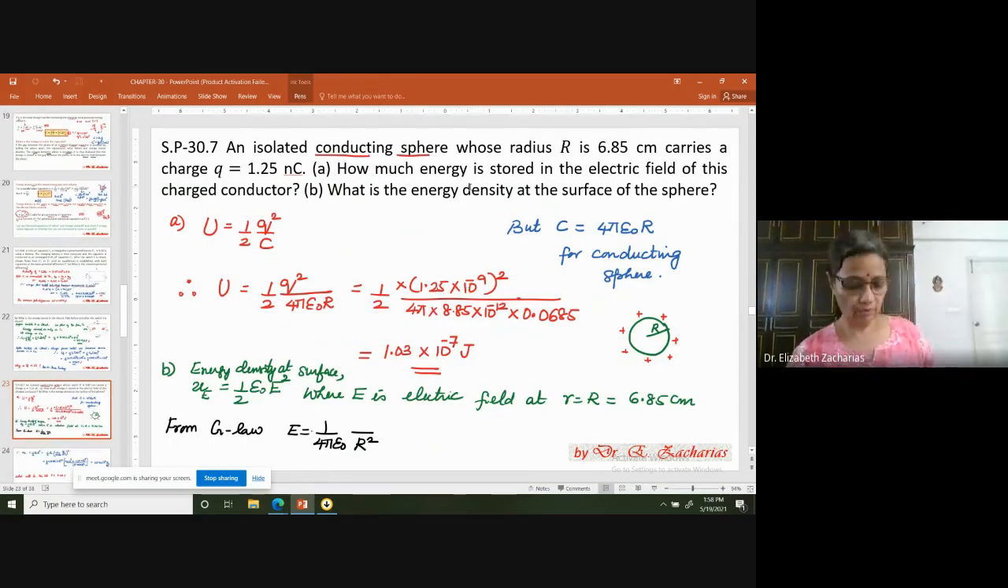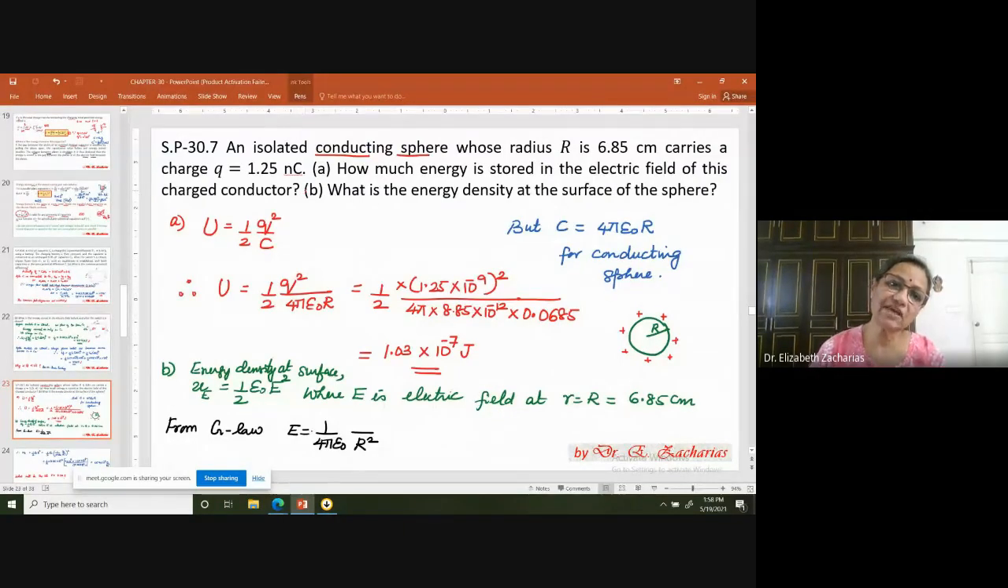Now let's look at another problem. This problem is an isolated conducting sphere. What is the meaning of isolated? Isolated means it's a conducting sphere, not connected to anything. An isolated conducting sphere whose radius is 6.85 centimeter, it's already charged and then isolated, has a charge Q equal to 1.25 nanocoulomb. Now you have to find out how much energy is stored in the electric field of this capacitor. It's a capacitor.